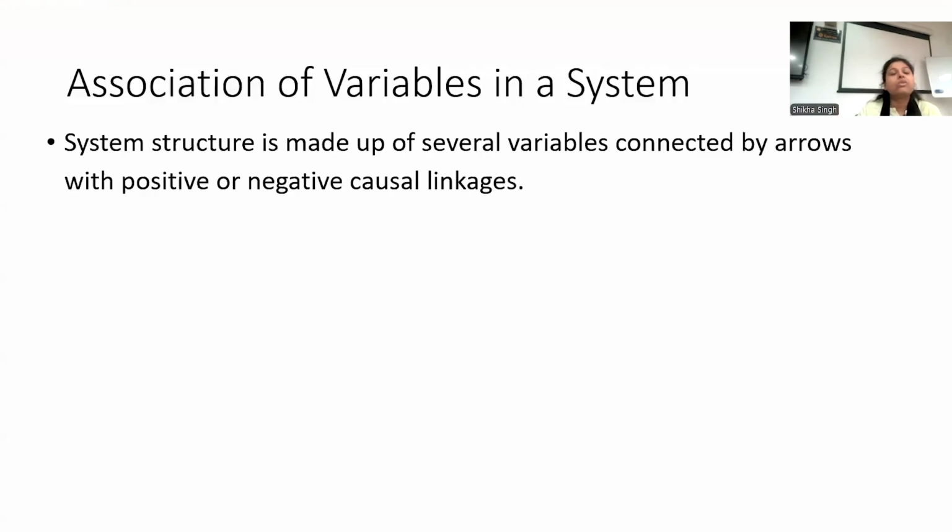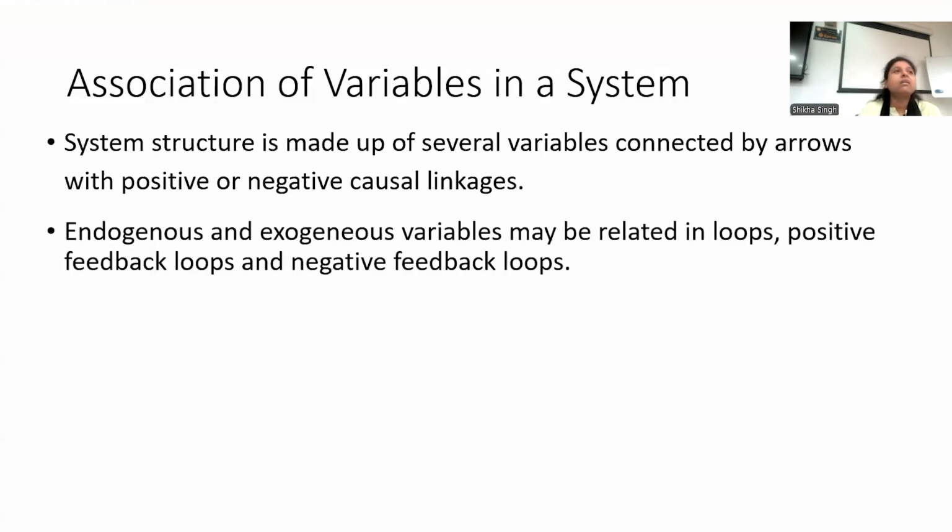So now moving to the next slide, association of variables in a system: how these variables get associated in a system. System structures, as you already know, are made up of several variables. Some may be impacting positively, some negatively, but they will all be connected with arrows. And over the arrows, we'll define the causality, the polarity of the relationship. Let us say one parameter is related to another, but we'll write a polarity sign, showing how this link is behaving.